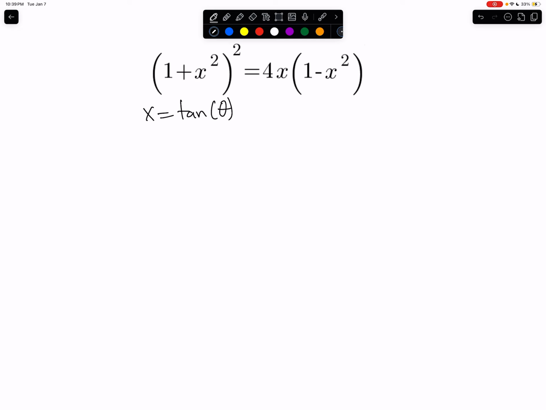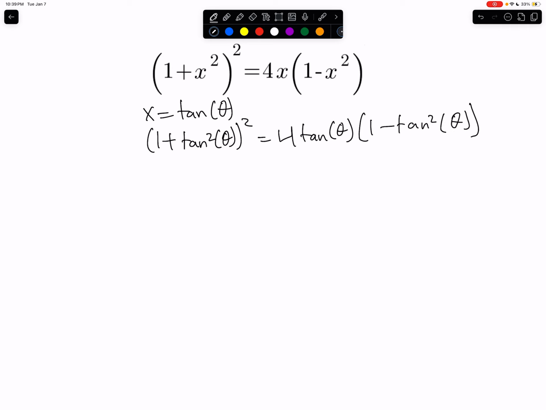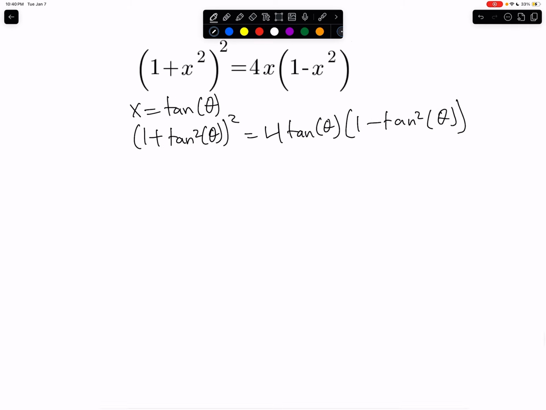Well, if we substitute, we'll get (1 + tan^2 θ)^2 = 4 tan θ (1 - tan^2 θ). Okay, now what? This is an identity. 1 plus tangent squared of theta is secant squared of theta, right? I'm going to write it here, secant squared of theta. So secant squared of theta squared is secant to the fourth of theta.